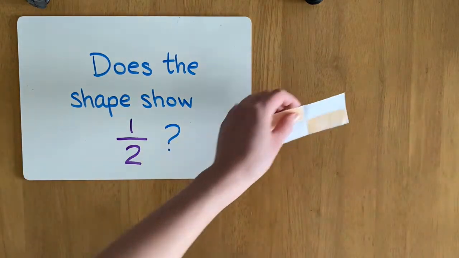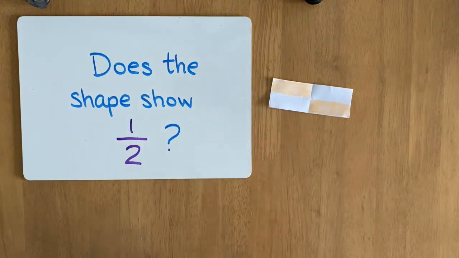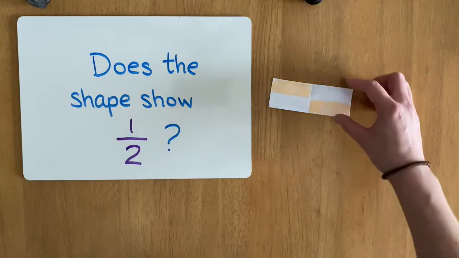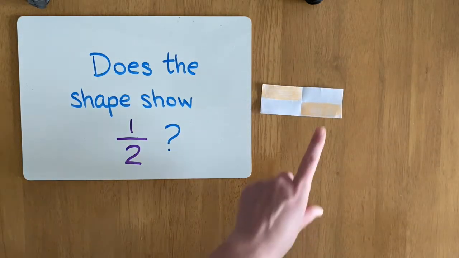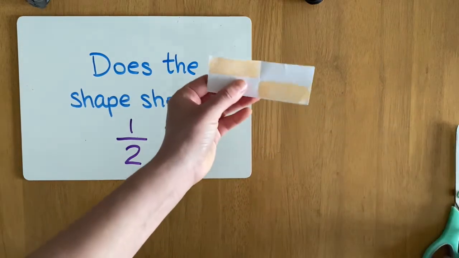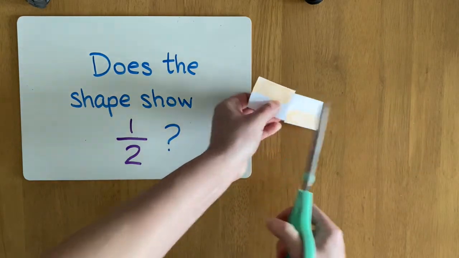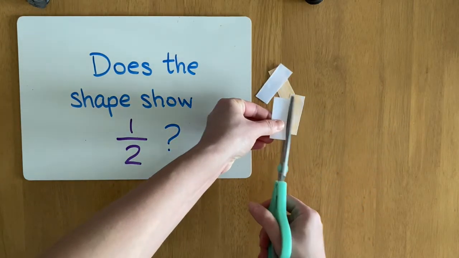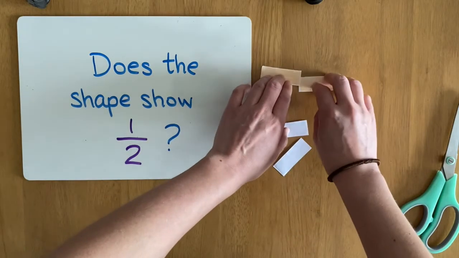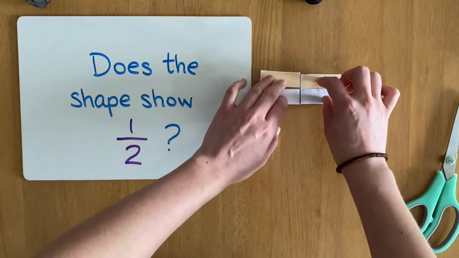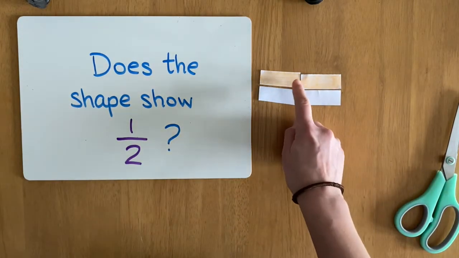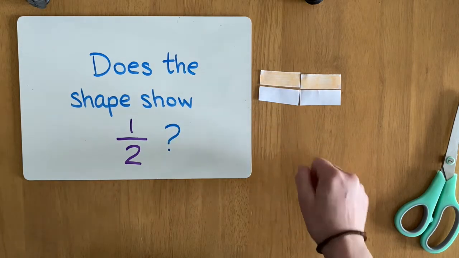How about this one? What do you think about this one? Does this shape show 1/2? Yes, it does. It does show 1/2. Just like the circle, we can rearrange the colored bits. So the rectangle is split into 2 equal parts. 1, 2, and we color in one of those parts. So this does show 1/2.